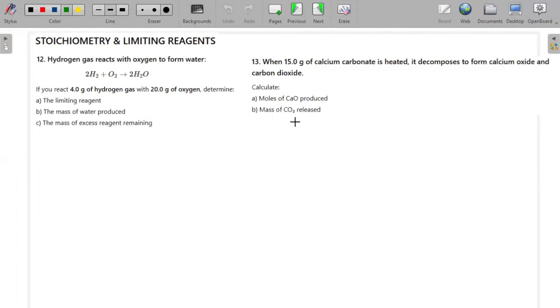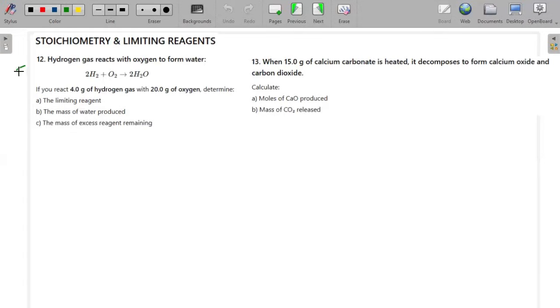So here you have to know how to use the mole ratios. You have to know how to determine the limiting reactant. And then in all your calculations, you're going to use the mole ratio of the limiting reactant to the product that you want to find, maybe the mass or maybe the moles.